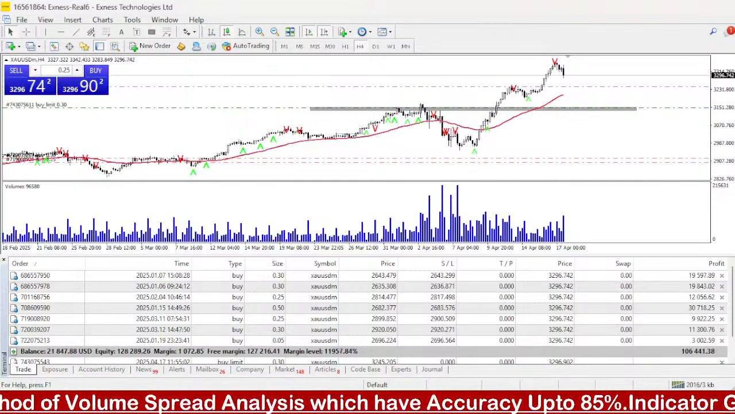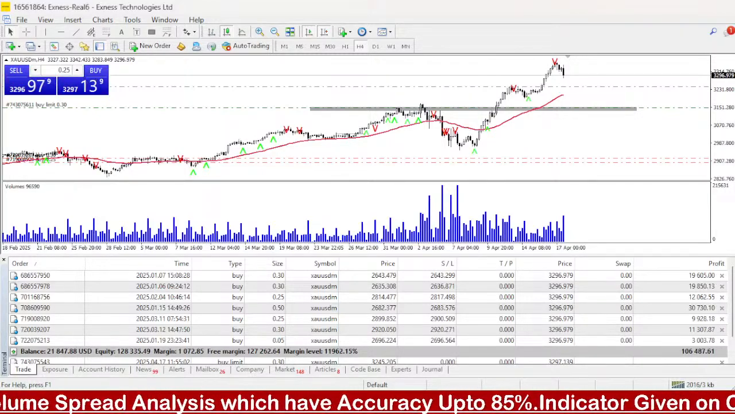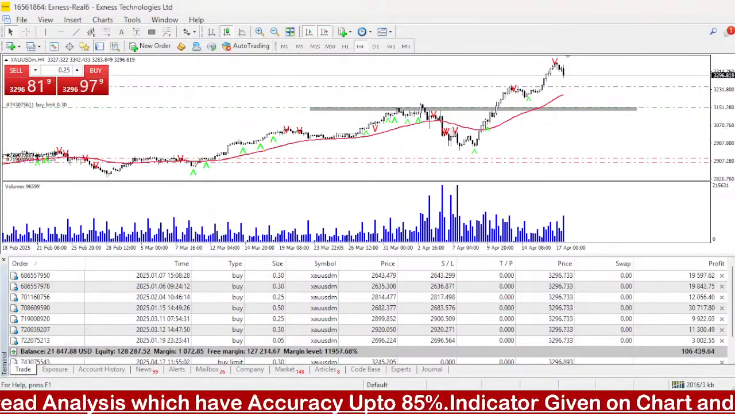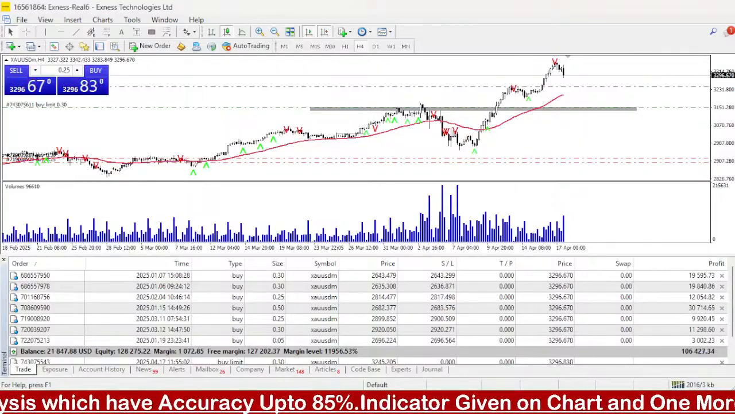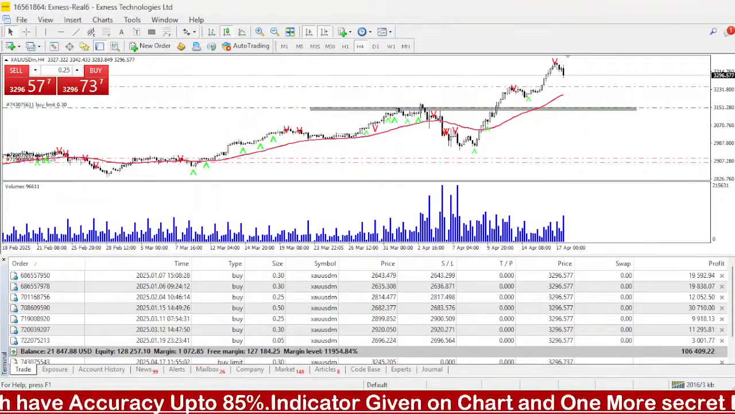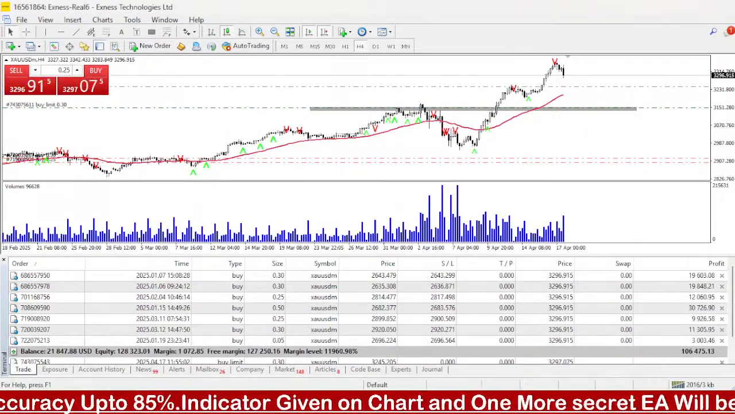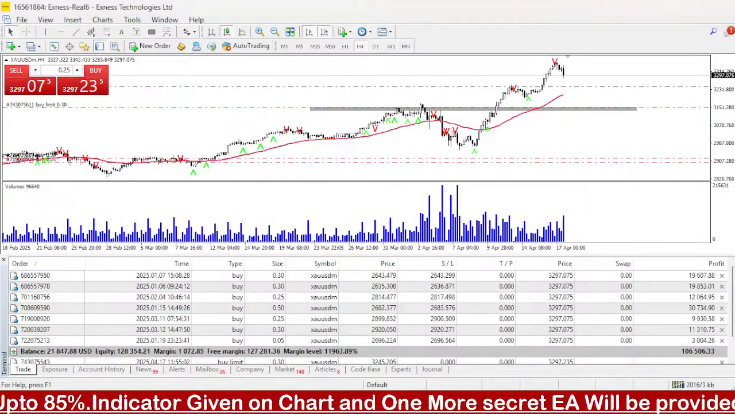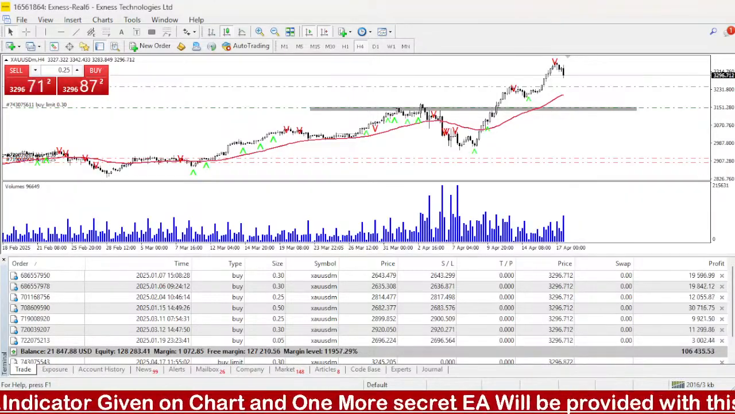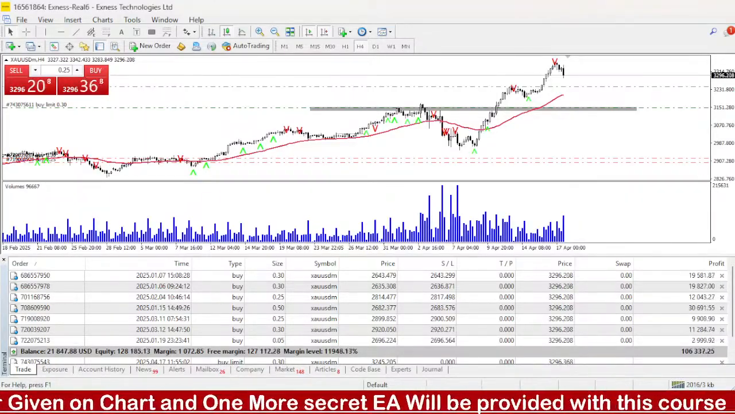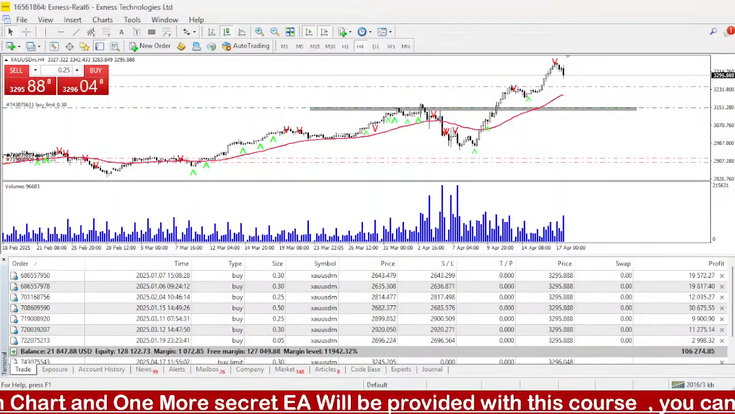When the market is continuously going upside, if smart money or institutions are selling the market, then there will be some signs in the volume bars, and we can easily determine those. And after determining those, we can easily build some short side entries.